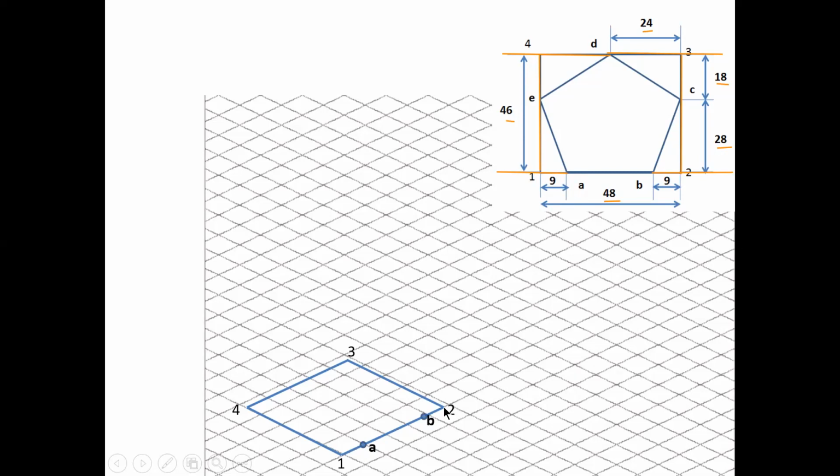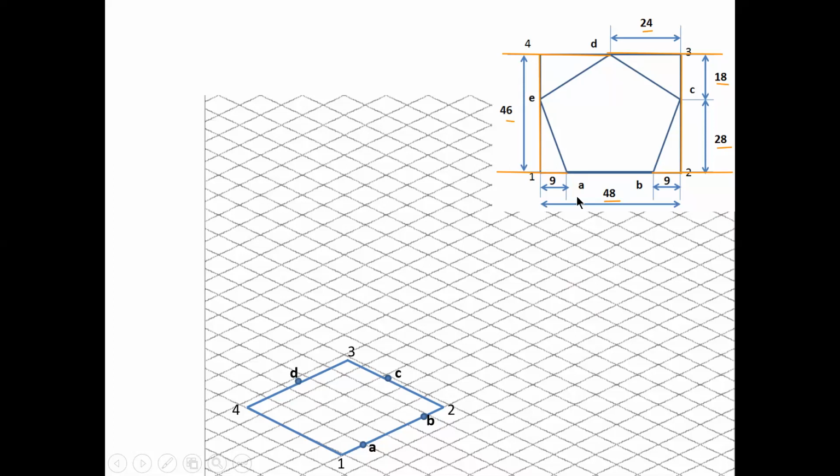Next, on that line 2 to 3, we have point C. This point is located at a distance of 28 from point 2. So 28, 1, 2, 2.5. So somewhere here, I'll get point C. Mark point C. Next, from 3 to 4, at a distance of 24 from 3, we have point D. So from 3 to 4, 24 distance. 20, 10, 20. So less than 25, we have 24. Mark point D.